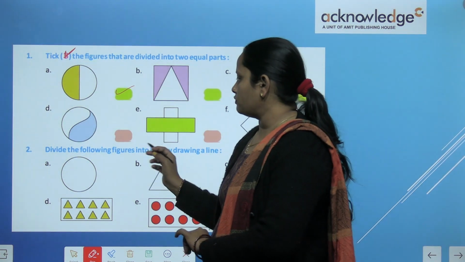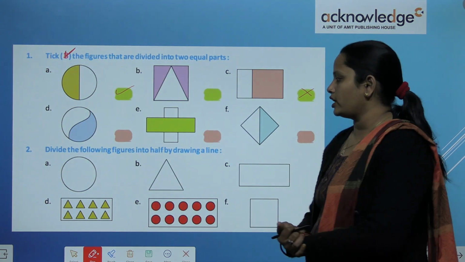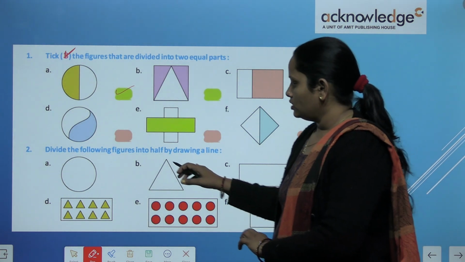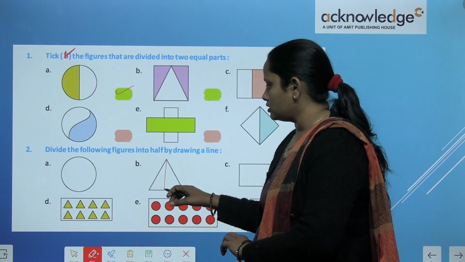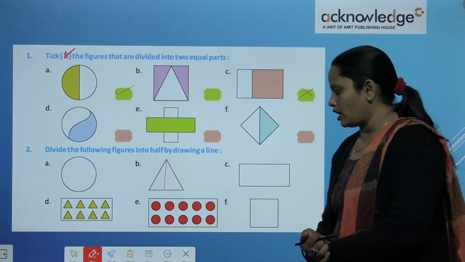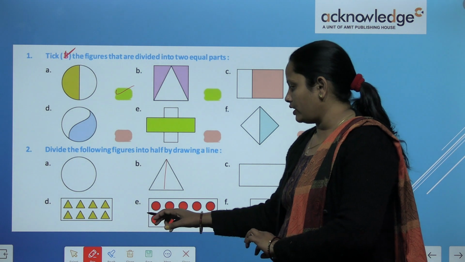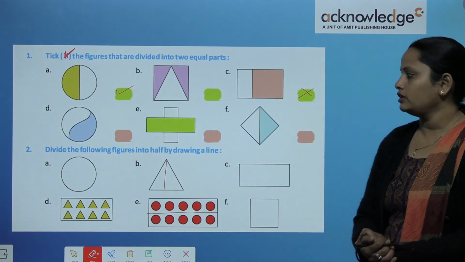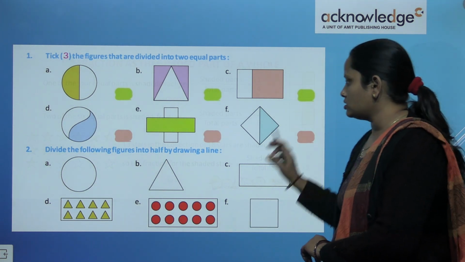Now divide the following figure into half by drawing a line. So we have to draw a line and divide the figure into half. So let's do this one. Yes, this is divided into half. Now for dividing this, let's draw a line from here. Yes, this is divided into half. So similarly do the rest of the questions.